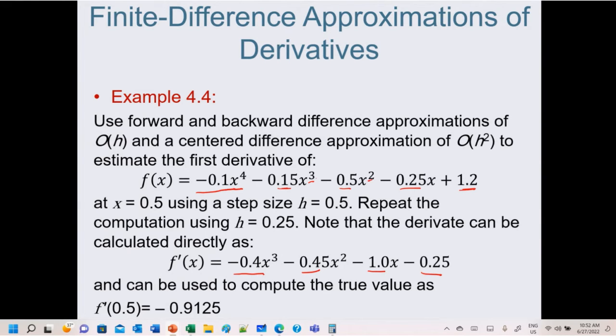So that's the actual derivative, and at the point 0.5 this value is minus 0.9125, which is the actual derivative. That's the true value. We want to find the derivative using forward, backward, and center difference with step size of 0.5 and then with step size of 0.25.